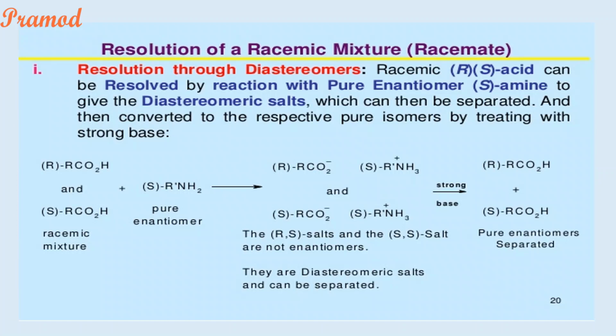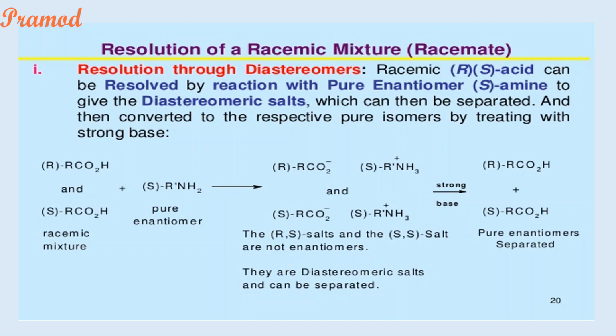Let us take a racemic mixture of an acid. You treat it with a pure enantiomer, that is an amine. When you treat it with an amine, you get a diastereomeric salt, and the amine also reacts with your acid to form an amide. You get both. Now the salt that is formed is not an enantiomer but a diastereomer, and diastereomers can be separated by various techniques like recrystallization. Once these are separated, you get two different diastereomers.